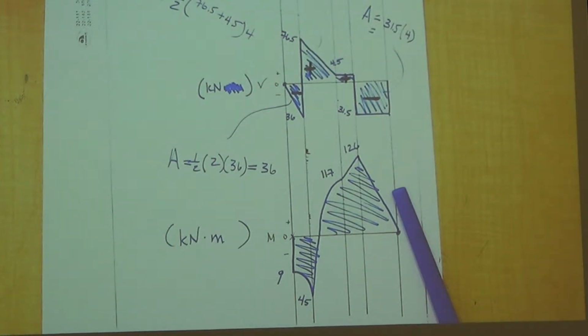Isn't this fun? So maximum moment is between the 3rd and 4th section, right, of 126.